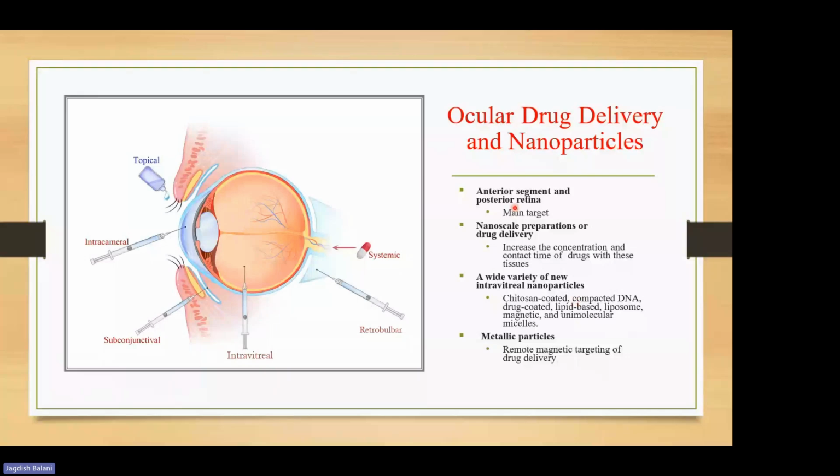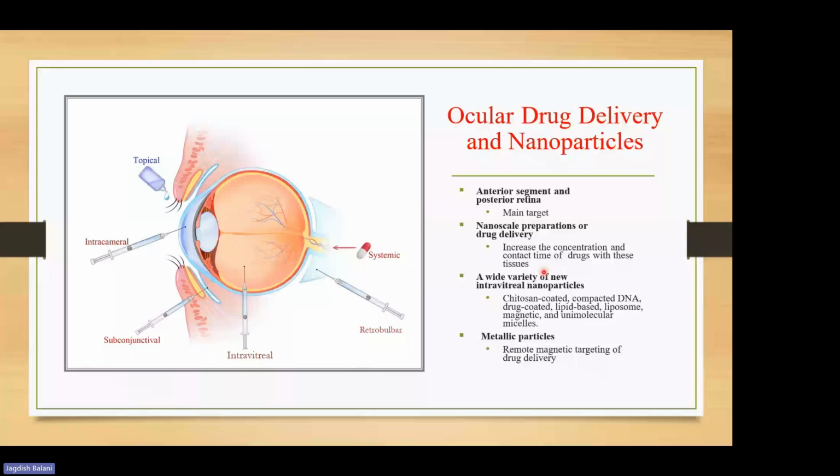So normally, whatever drug is created for the intended ocular route or otherwise for the topical route, the most important target points of ocular delivery are the anterior segment and the posterior retina, the main target organs. If it is created for the systemic route, then the target will be the retina.